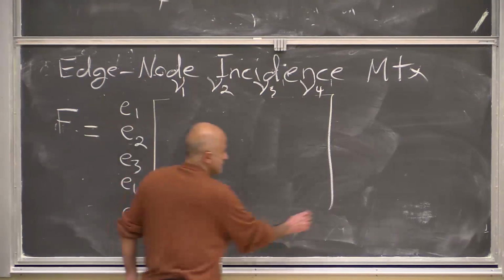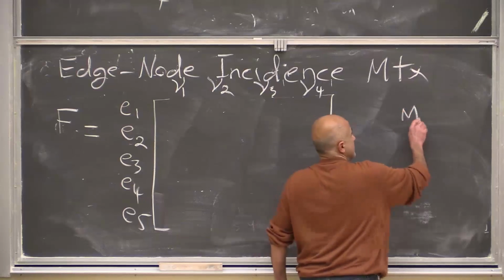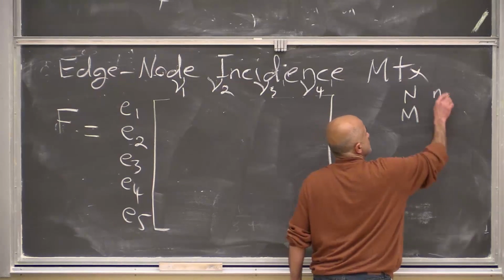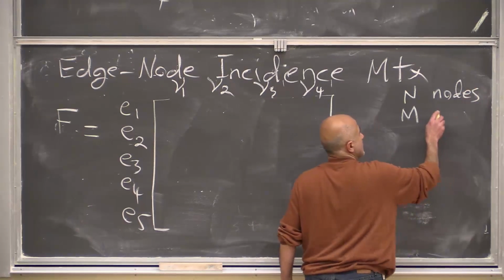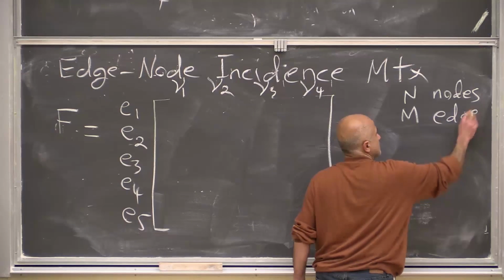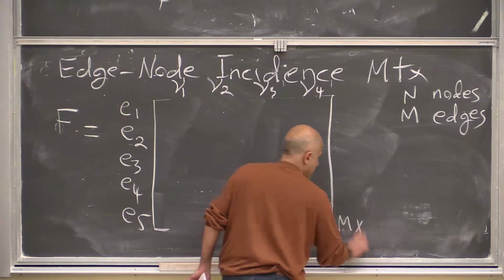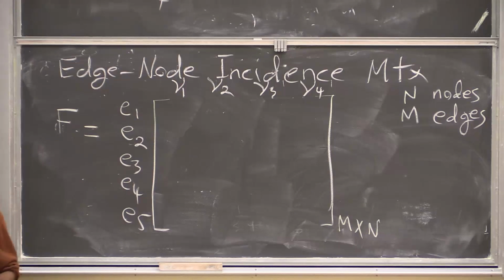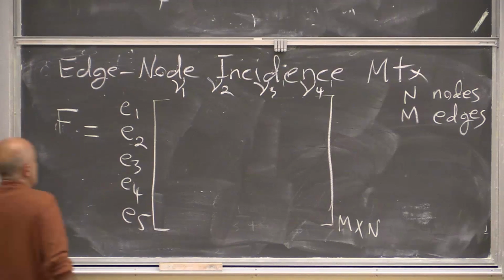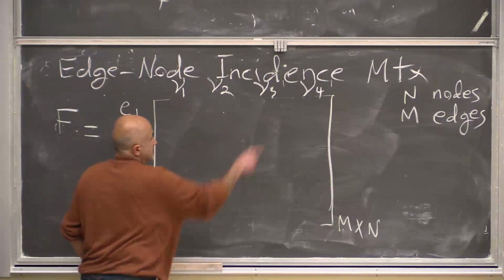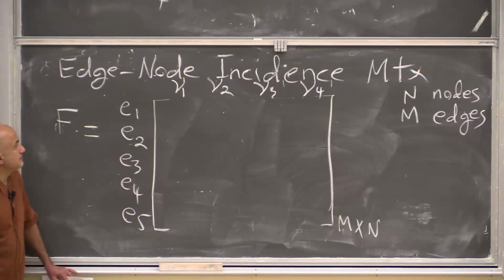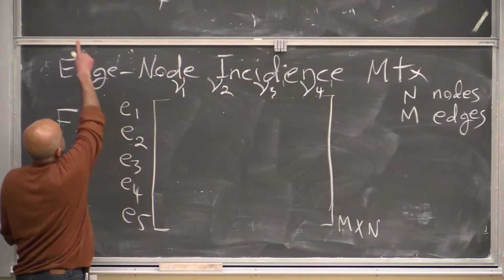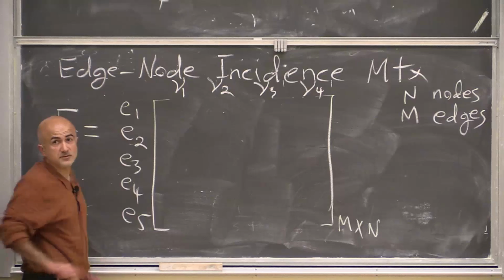So if I have n nodes and m edges, this matrix will be an m by n matrix. And ordinarily, this will not be a square matrix. The way I'm going to fill the entries in this matrix is as follows. I look at edge 1 right there.